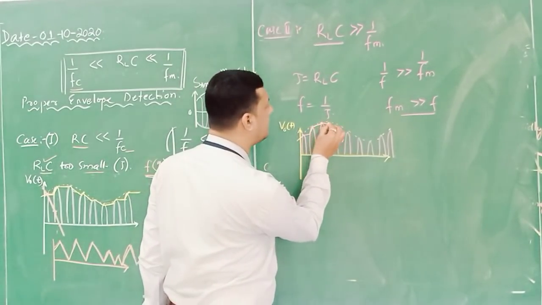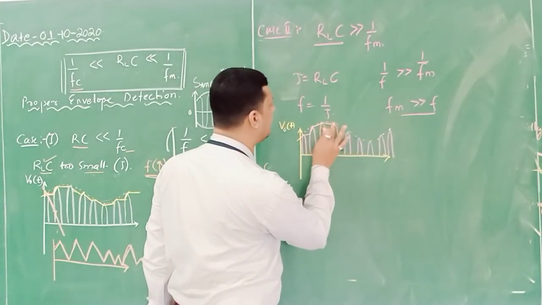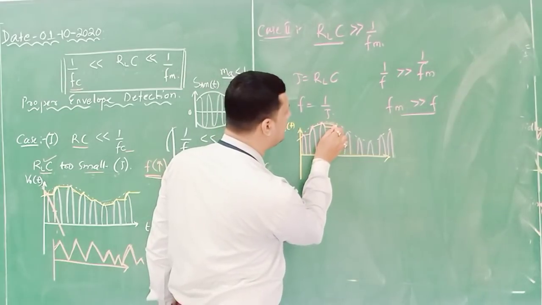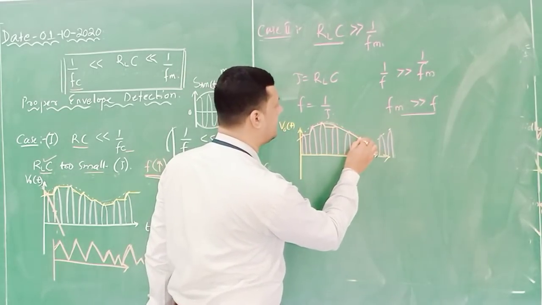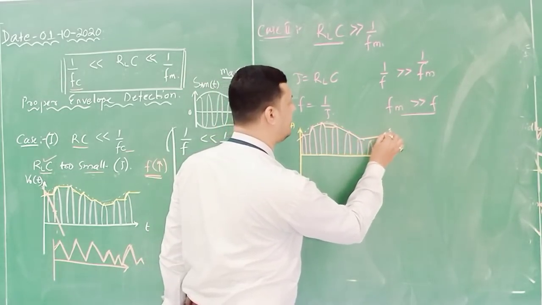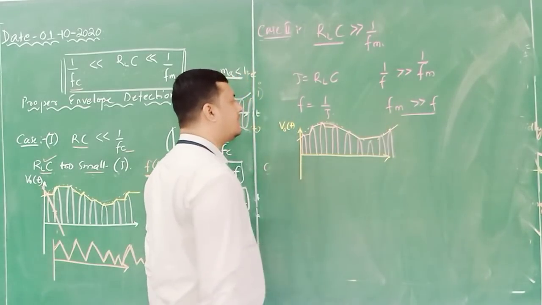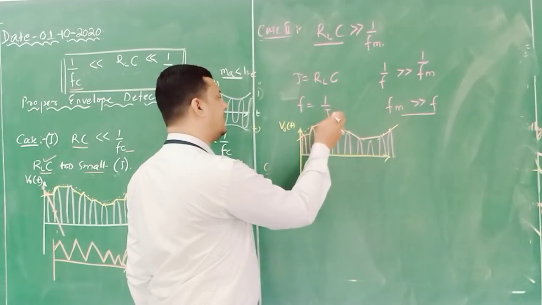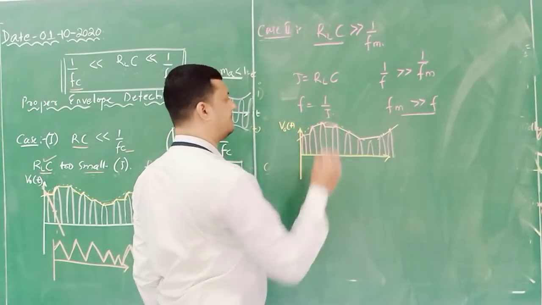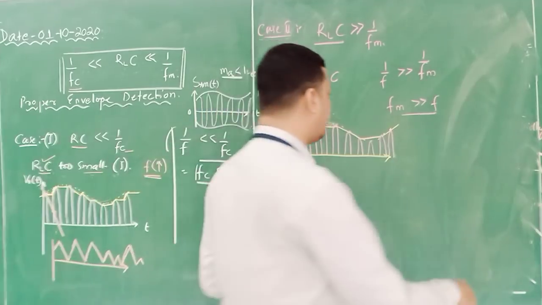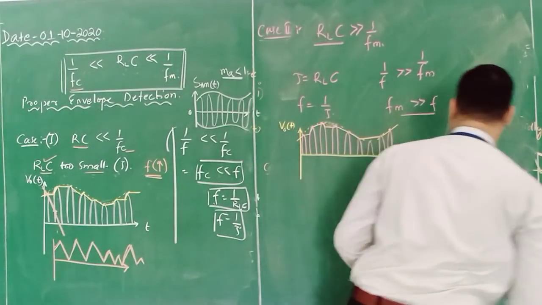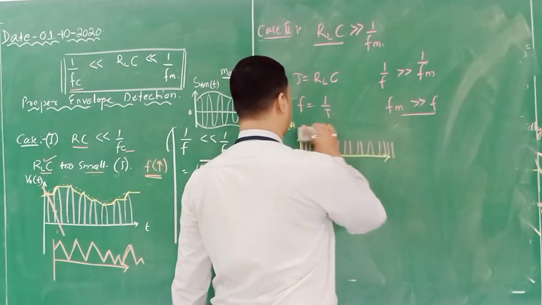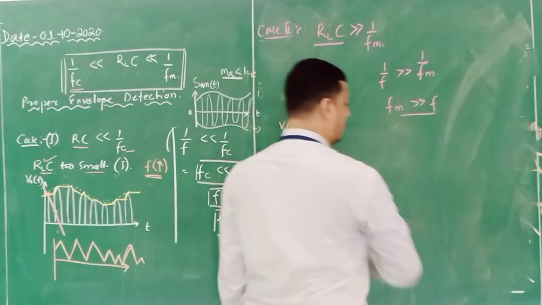Peak to peak. Then it will come here. Then maximum. Then directly here. Then maximum and then minimum. So this is the case we are going to identify at the output of the envelope detector. One minute, let me draw it once again.